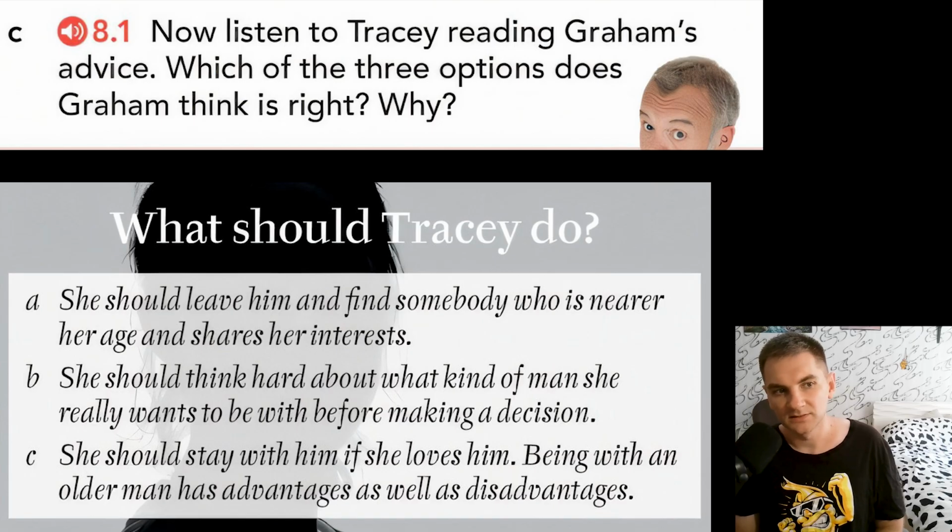Part C. Now listen to Tracey reading Graham's advice. Which of the 3 options does Graham think is right? Why? Earlier it was just our opinion, my and yours. Now your task is to understand Graham's advice. You can get it, which of 3 options, by using the context. So the girl, Tracey, will be reading what Graham has written.